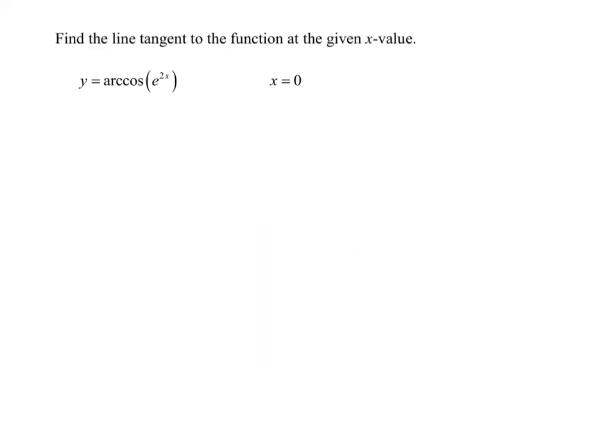Okay, we have one last question to do, one that we should be very familiar with answering. Find the line tangent to the function at the given x value. All right, so we're given this x value and we're given this function. Of course, we need 2 things. We need the point and we need the slope. So we're going to go ahead and find the point. Y is equal to arc cos of e to the 2 times 0 would just be 0. So, of course, that would be y equals arc cos of 1.